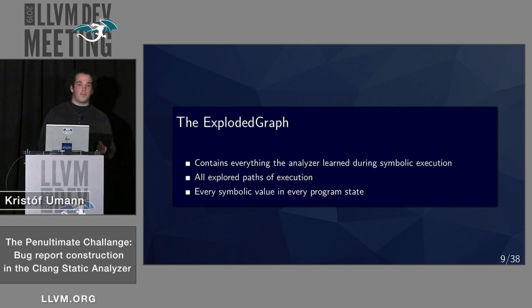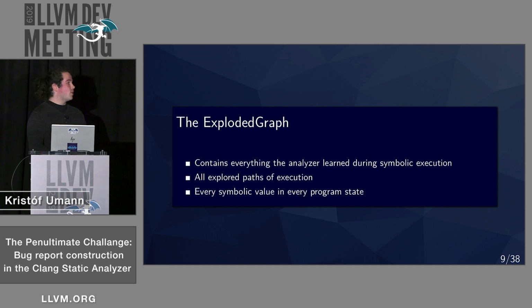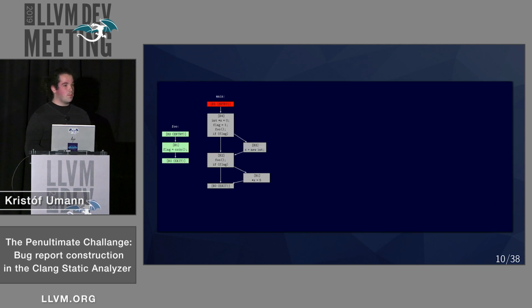Okay, so this was one path of execution, but the analyzer explores multiple of them. And in order to keep track of all of this information, it builds its own custom data structure called the ExplodedGraph. And the ExplodedGraph contains all paths of execution, all values of all variables in every single program state that it explored.